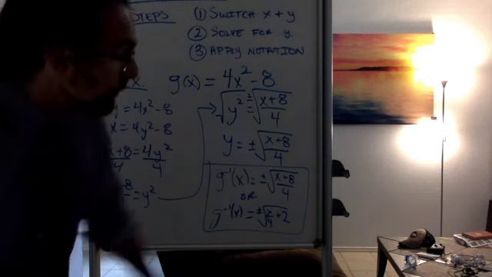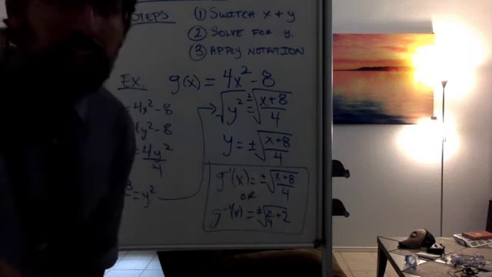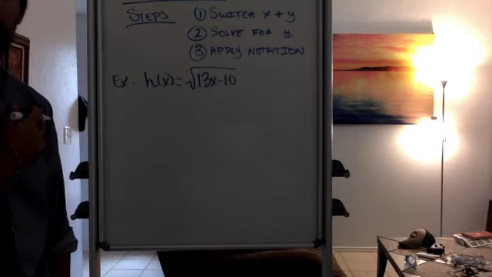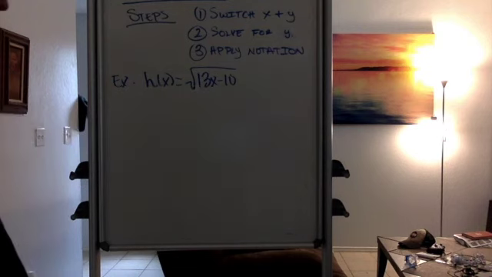X over 4 cannot be simplified, but 8 over 4 gives me 2. So that's how I get to that last simplified answer. And now for our final example. So now we have a square root of 13x minus 10. We want to find the inverse of it.